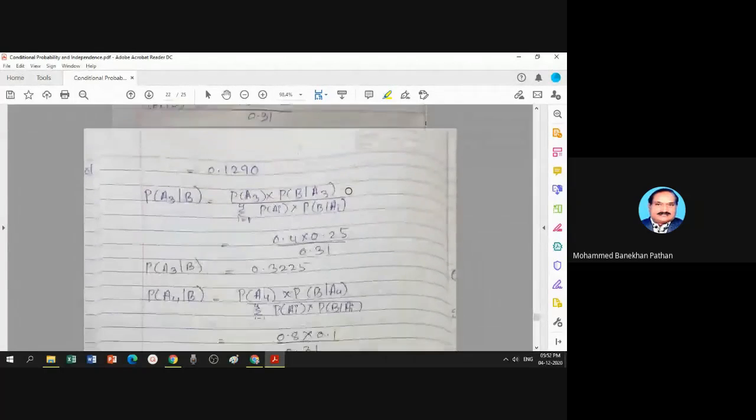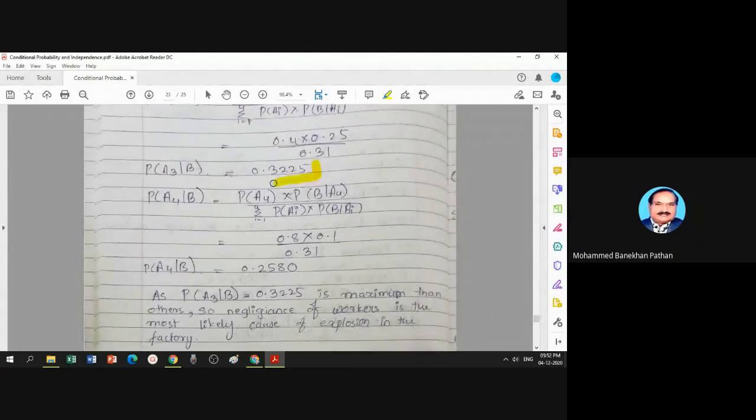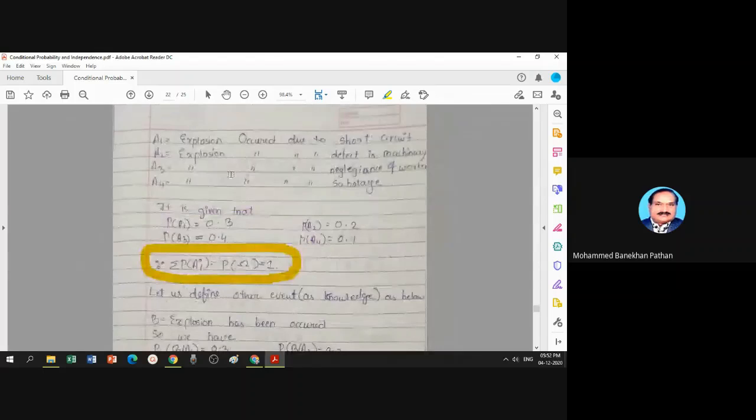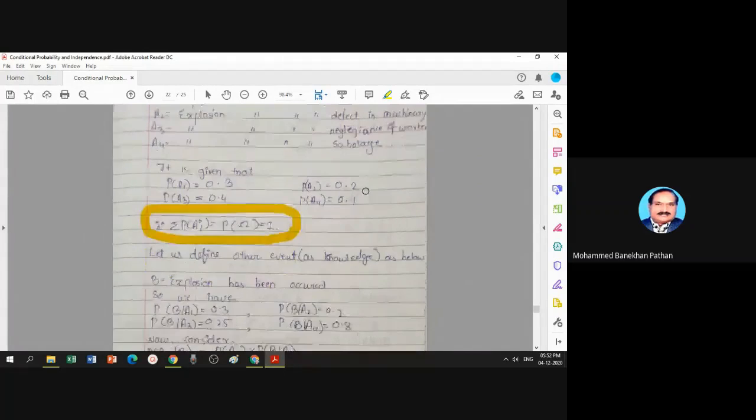So even though the independent cause is larger, the conditional probability is not coming proportional to that. So which probability is larger? This is the larger probability. What is explosion due to A3? What is A3? A3 is nothing but explosion occurring due to negligence of the worker. So this third partition is to be taken care of. That means we should keep watch on the worker rather than on short circuit, machinery and sabotage. That says Bayes theorem.